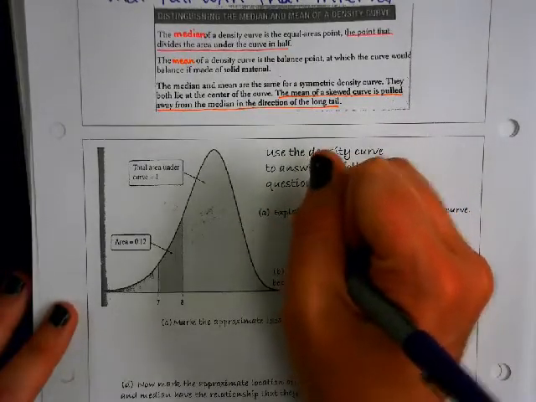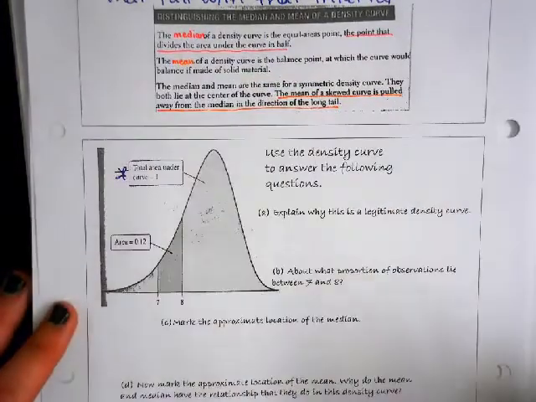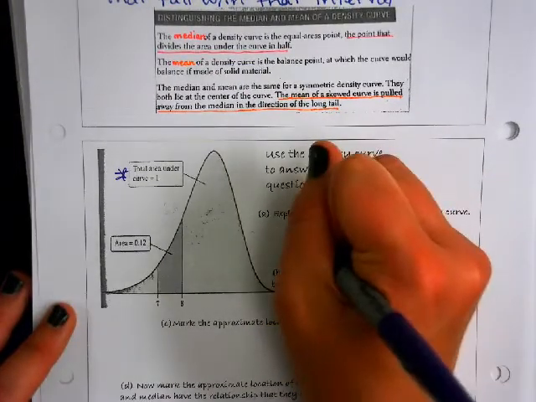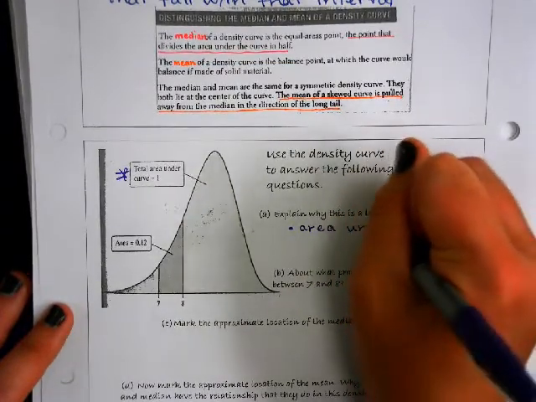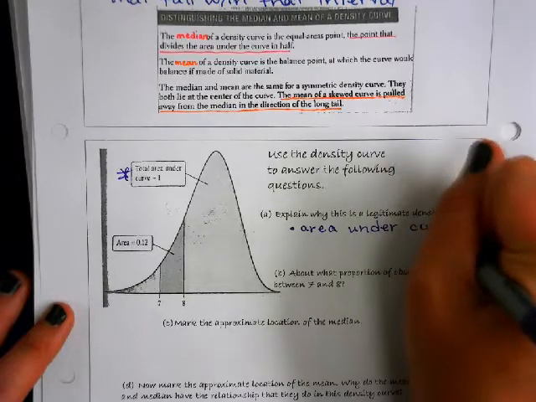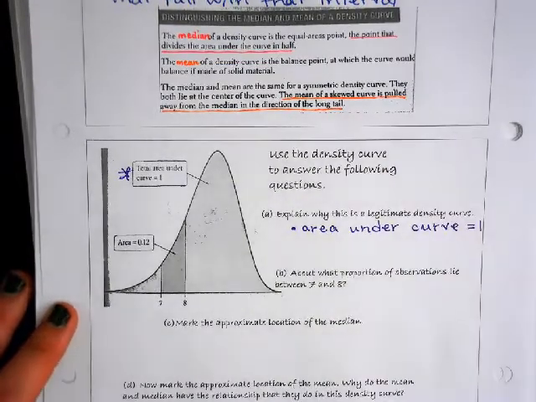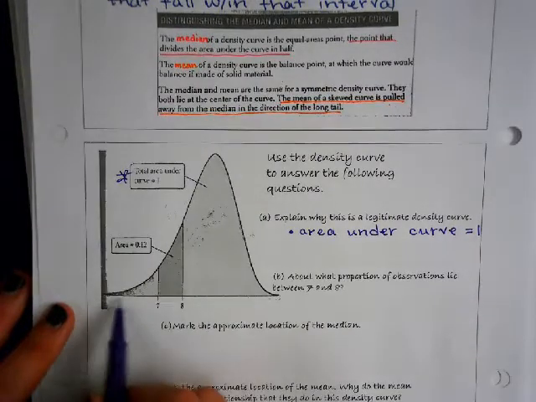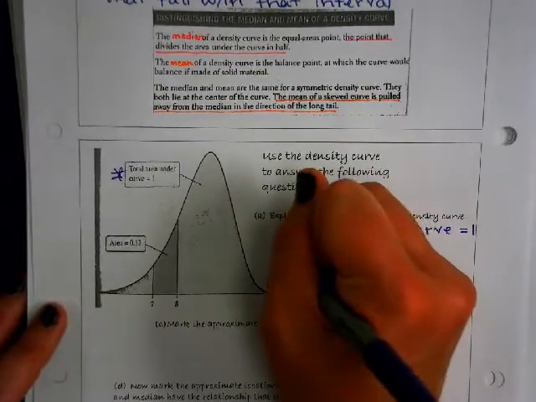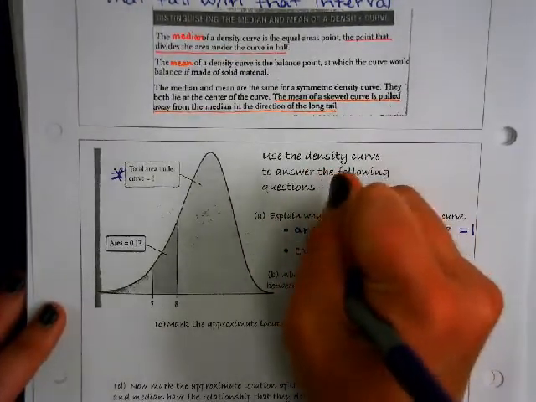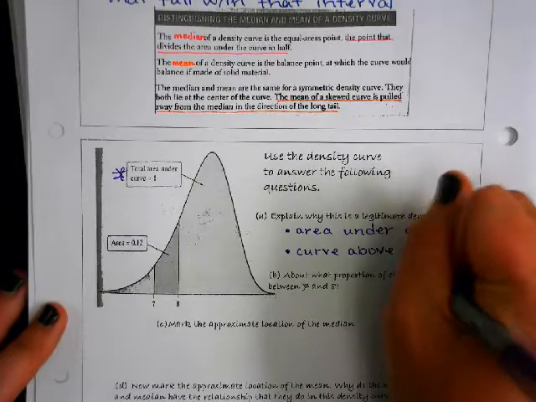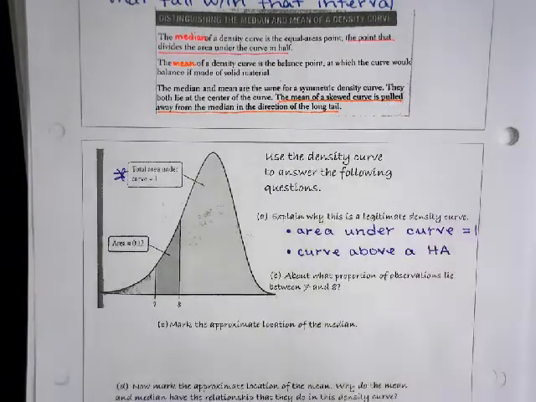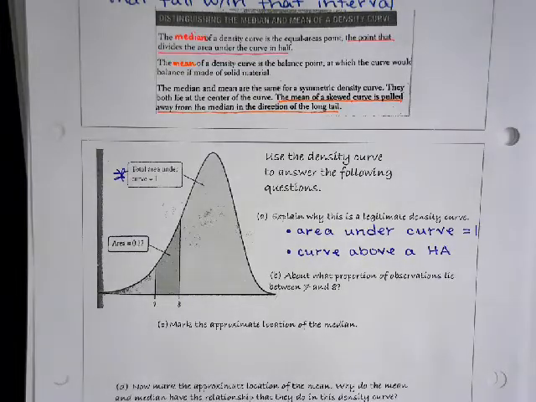So it tells us total area under the curve is 1. Now, the horizontal axis, we're going to assume they do give us a horizontal line that our density curve sits above. So we're going to say that it's above a horizontal axis. Everybody okay if I abbreviate horizontal axis as HA? We've done a lot of writing already.